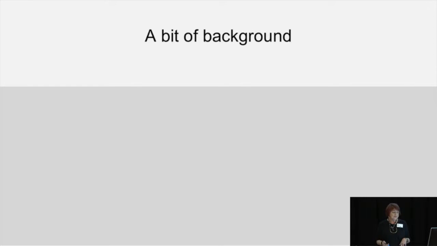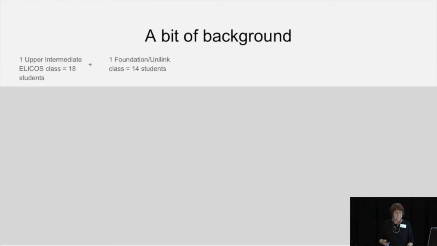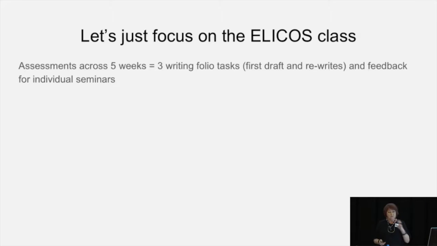So I'll just give you a bit of background. Last year, I work in PAVE. I work in the Ellicos part of PAVE, which is international English language intensive courses for overseas students. And I also work delivering academic literacies unit in foundation and diploma, but always with international students. So late last year, I had 2 classes of Ellicos students, 18 students in one class, and also a Foundation Unilink combined class, delivering it in combined mode with 14 students. So all up, I had 32 students across a week to deal with. Now, I will focus on the Ellicos class because this is where I started using QR codes.